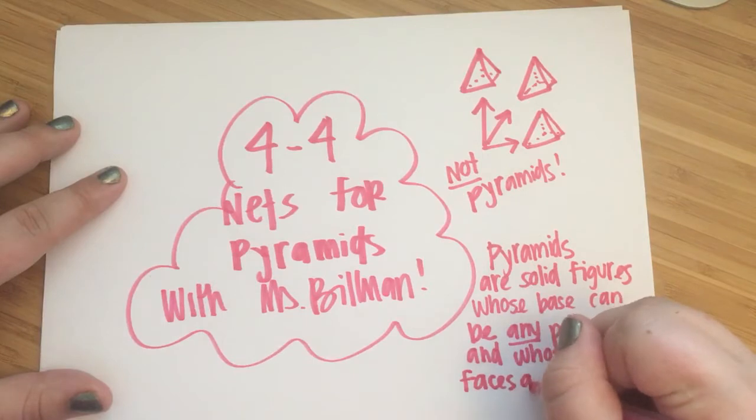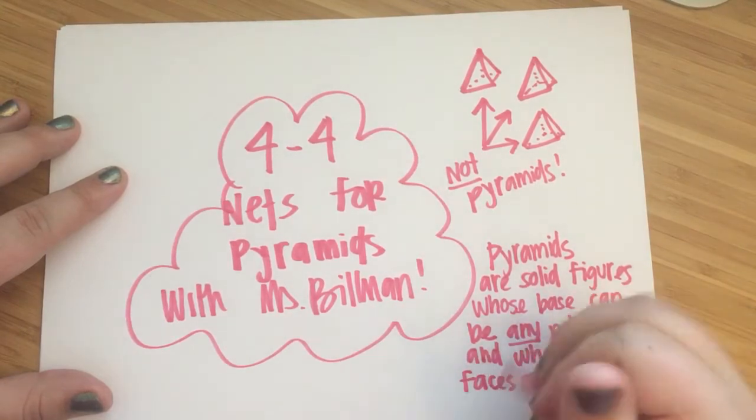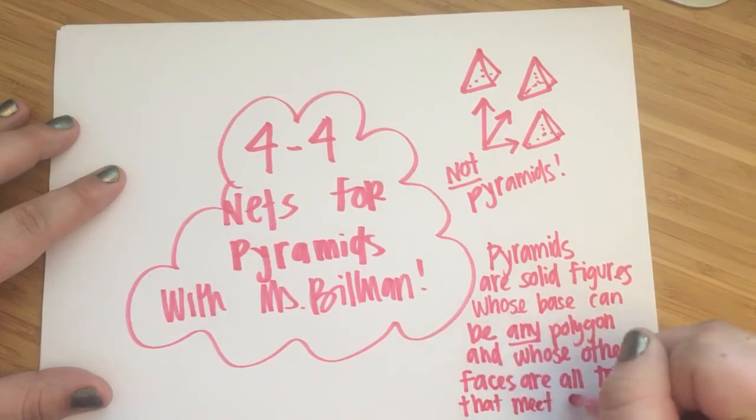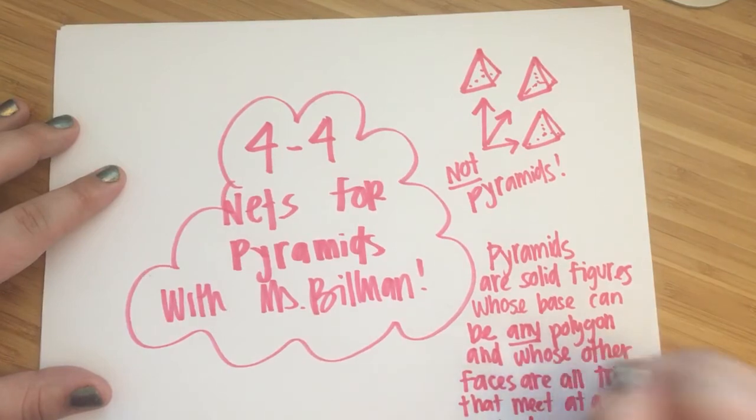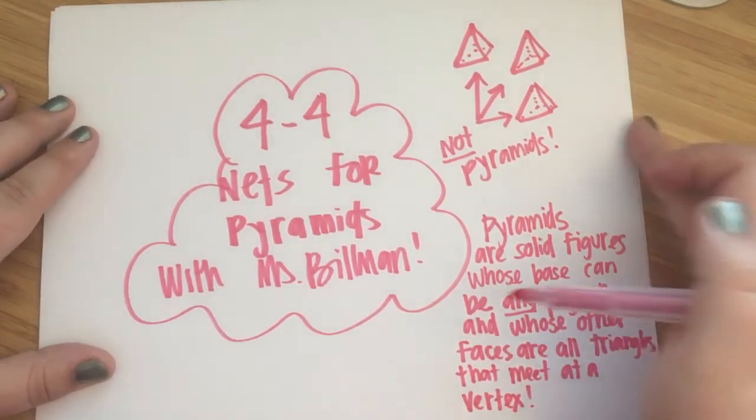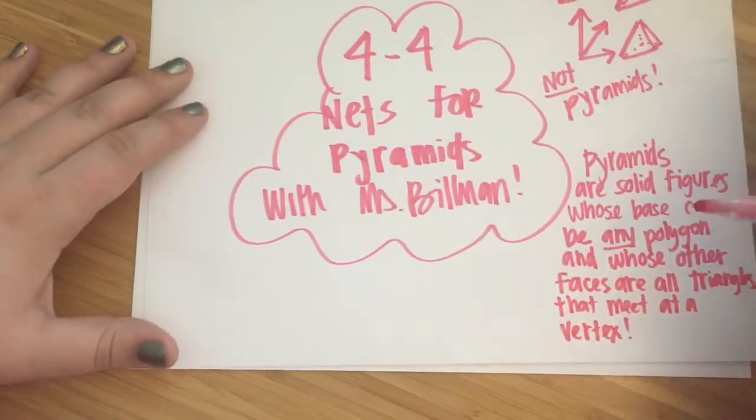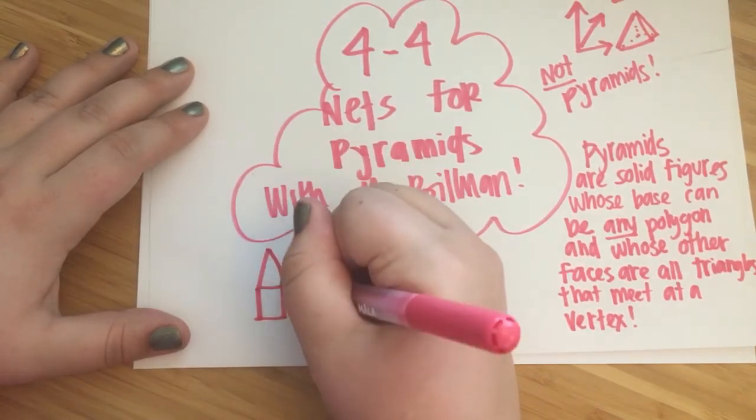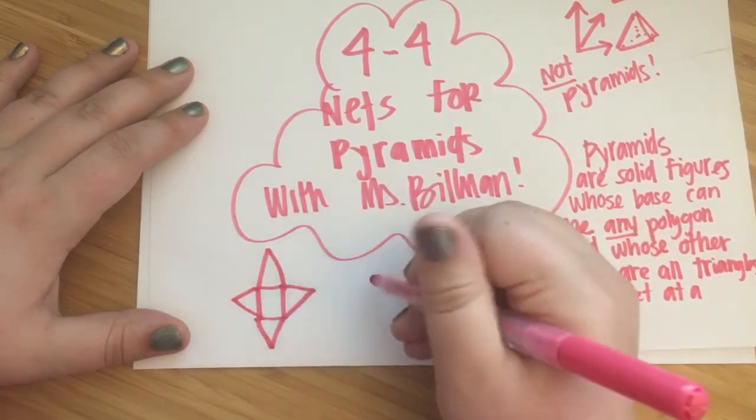But before I do that, I will reread this definition for you. Pyramids are solid figures whose base can be any polygon and whose other faces are all triangles that meet at a vertex. Remember that vertex is where they meet. We used the example of a cube, where it was where 3 of the sides meet. I'm going to draw an example of a net. So imagine it flat. It has its base. It has its triangles. And I will also draw it folded up, right?